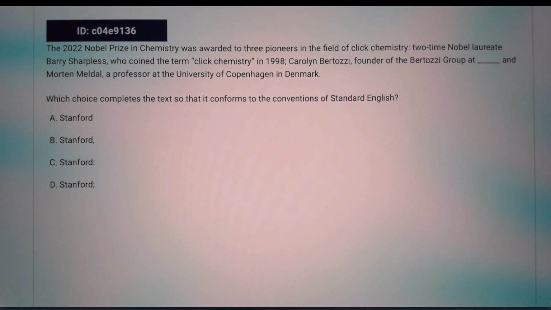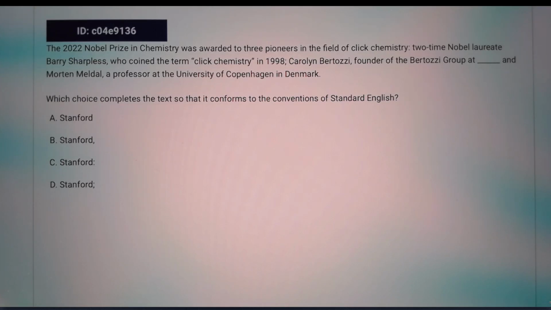The 2022 Nobel Prize in Chemistry was awarded to three pioneers in the field of click chemistry. Two-time Nobel laureate Barry Sharpless, who coined the term click chemistry in 1988.